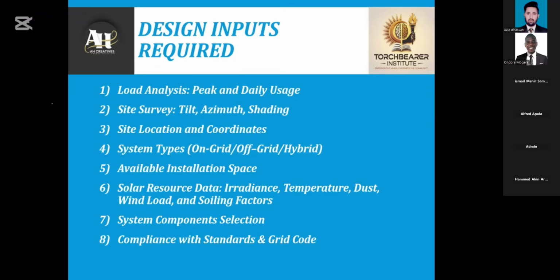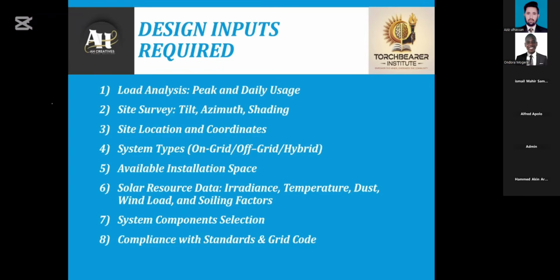So it's very important to get that information during the designing stage. Also, availability of installation space. If you're going to do a roof mount system, you see if that roof is big enough to do maybe a 100 kilowatt or 1 megawatt system. So availability of space, or a ground mount system also.